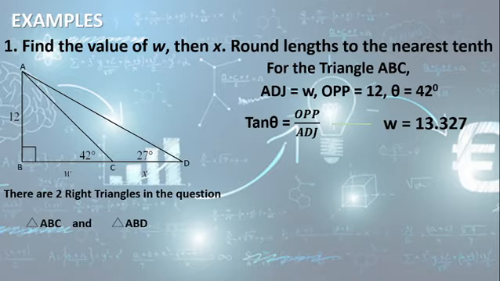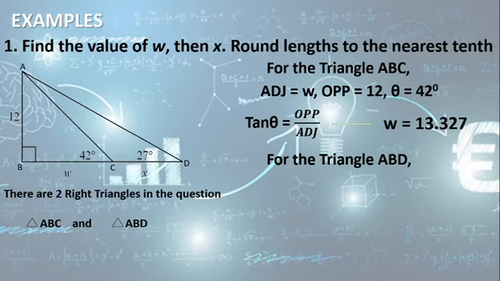But then that's not all. We're also to find the value of X, and to find the value of X we need to consider the bigger triangle, which is triangle ABD. First and foremost, the angle changes from 42 to 27, because now we act as though the line AC is not there. We are considering the big triangle ABD. So the angle at D is 27 degrees, so our theta will be 27 degrees.